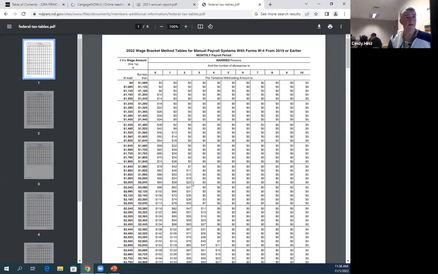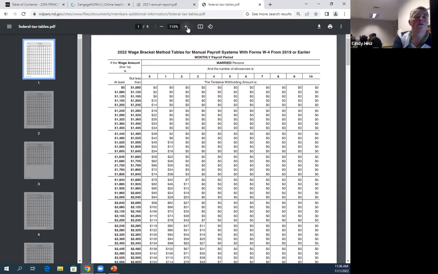So that withholding, that information from your W-4 in conjunction with what I have on the screen right now, which are, you don't have to read any of the numbers. If it's too small, that's okay.